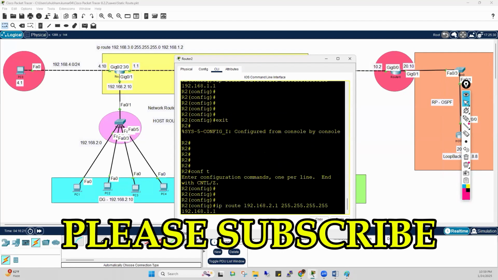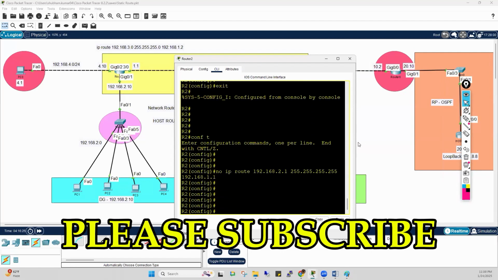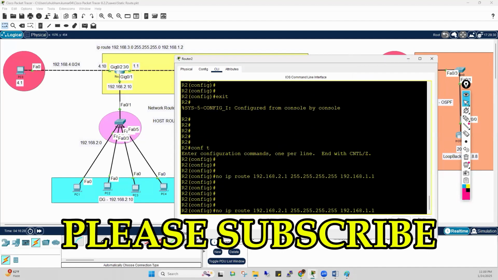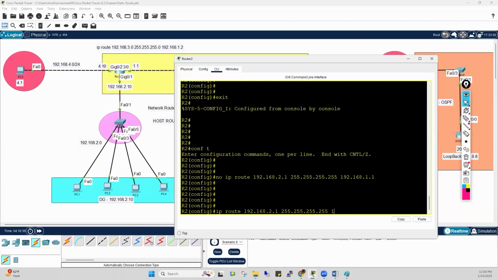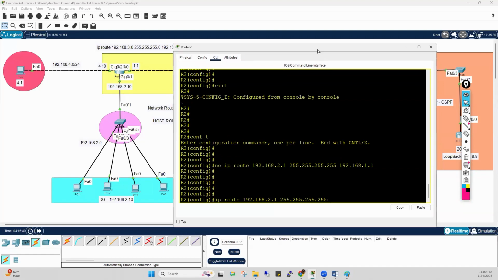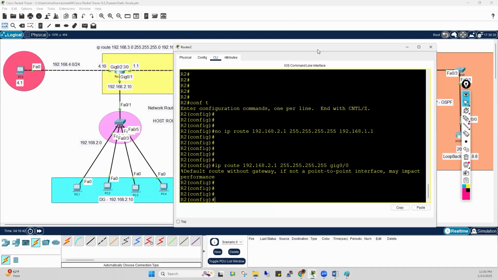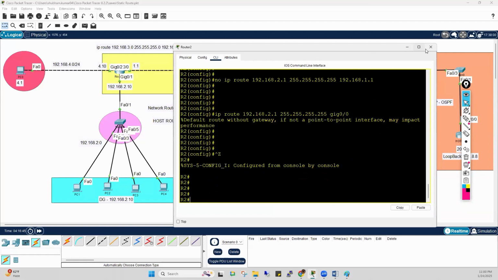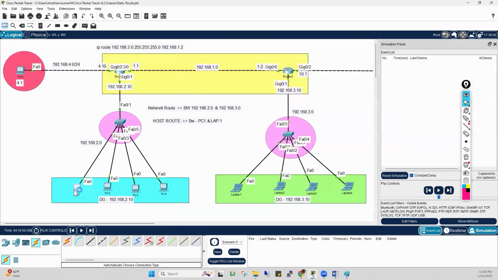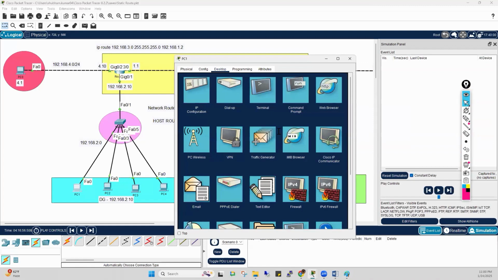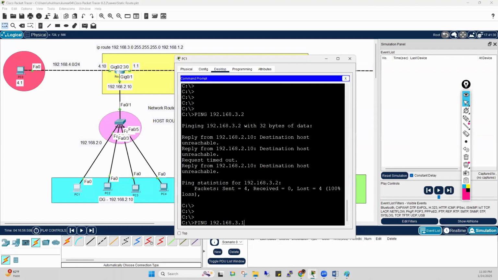Conf t. I am writing no. I removed it. After that, what you need to do? Same thing, guys. I remove it, and after that, I am configuring the exit interface. So instead of next hop, I will write the exit interface, that is gig 0/0 here. Done. Now try to ping 3.1.